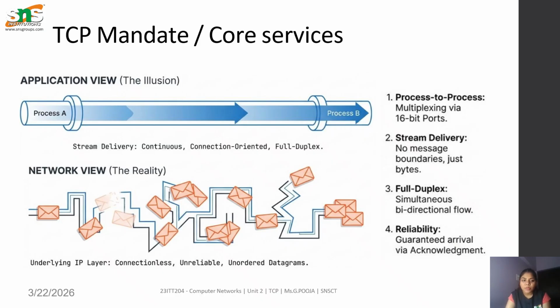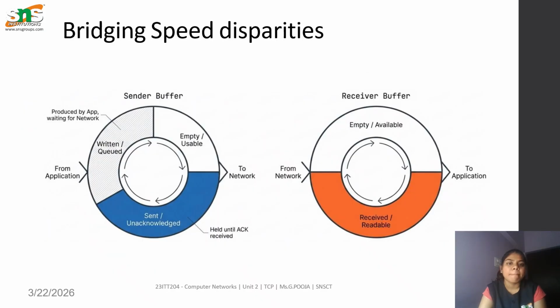And next, when it comes to the network view, the reality is that it has an underlying IP layer. So it is connectionless, unreliable, and unordered, like unordered datagrams. Here the reliability is a little bit, but when it comes to full duplex, it means bi-directional flow, and the stream delivery here has no message boundaries; these are only bytes.